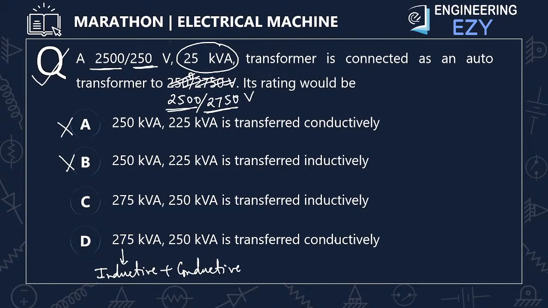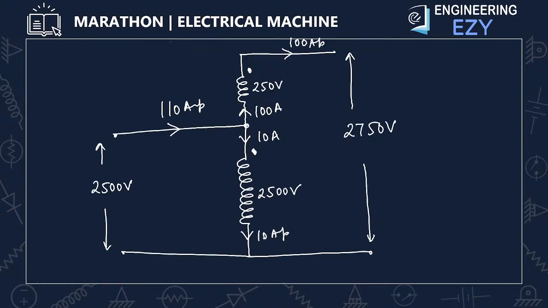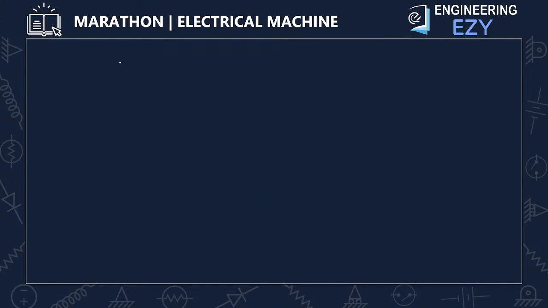So how much power is transferred conductively? Common winding power is transferred conductively. This common winding rating is the power transferred conductively. So conductive power is 2500 multiplied by 10.